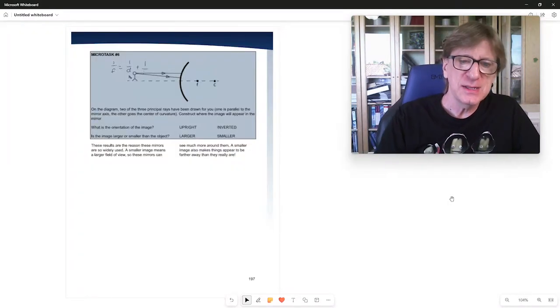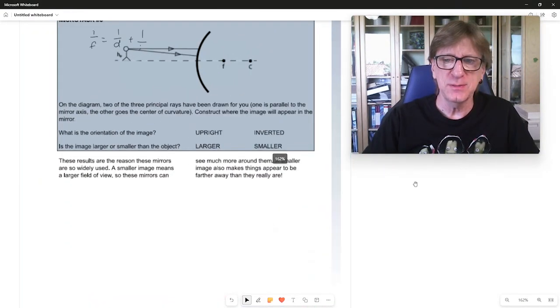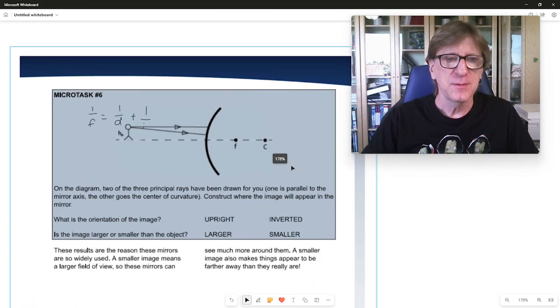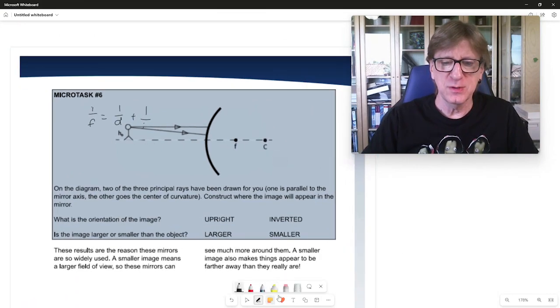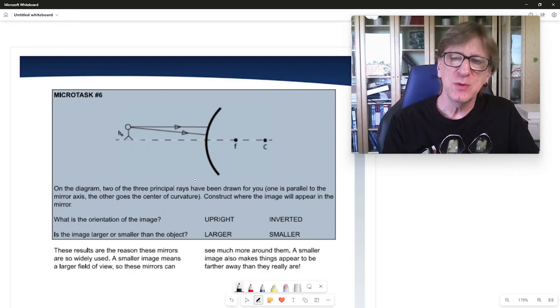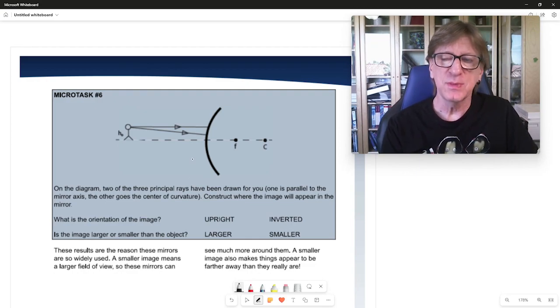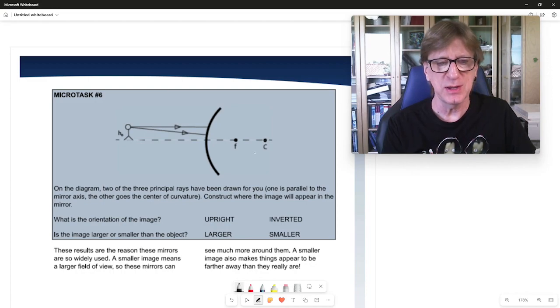Okay, so here we're looking at the last microtask. Let's zoom in on that just a little bit, and let's get rid of our equation from our last work there. There we go. Okay, so now I've got a mirror. Now remember, this is not a lens, it's a mirror. So we've got two of the three principal rays drawn. One is parallel to the mirror axis, that's this one here, and the other goes straight through the center of curvature, not the focus, which is back here.